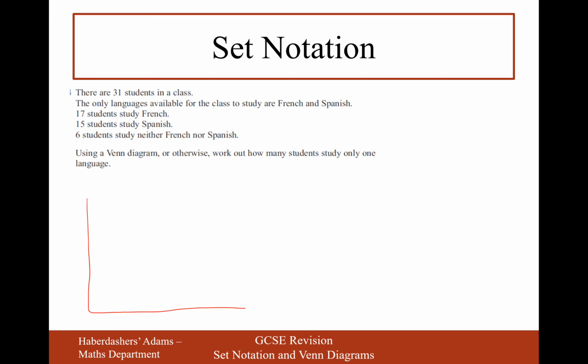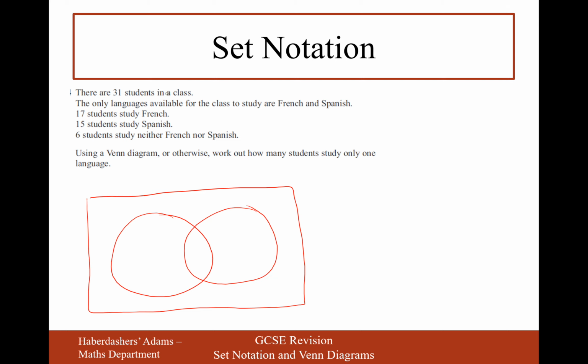Okay, so let's draw the Venn diagram out. We have 31 students in the class in total. That means the sum of all of these numbers here must add up to 31. The only languages available for the class to study are French and Spanish. 17 students study French, 15 students study Spanish, and 6 students study neither French nor Spanish. So that 6, the first number I can put in, is going to go in the bottom right. Use the Venn diagram or otherwise to work out how many students only study one language.